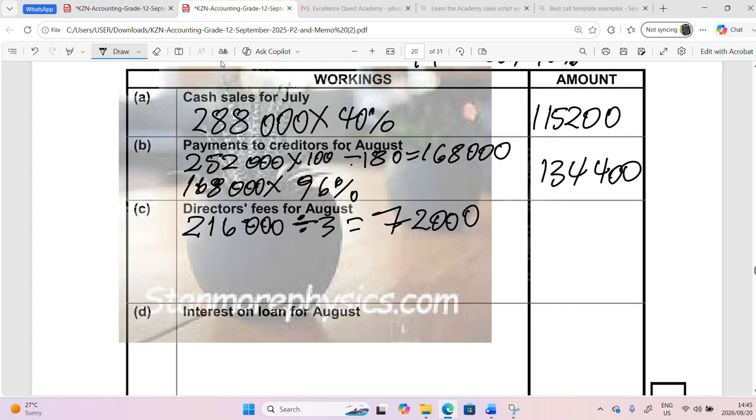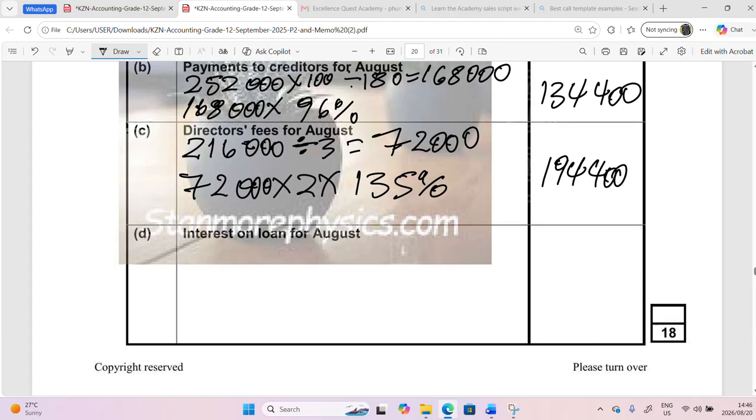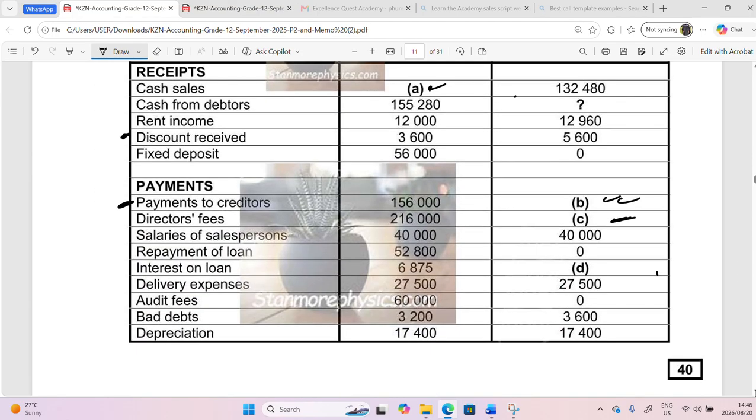They were earning 100%, they received a 35% increase, which means they were getting 135%. So you're going to take 72,000, you multiply by 2, you multiply by 135, and then you'll get your director's fees. So on my side, I have 194,400. Right? We're almost done, guys. Just one more calculation there. Interest on loan for August.